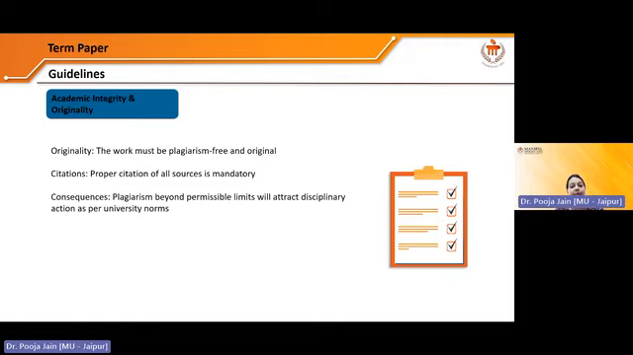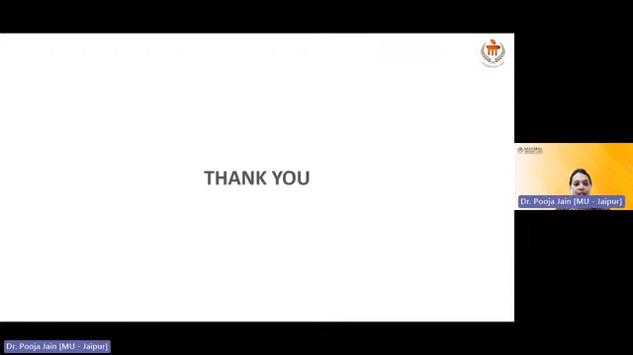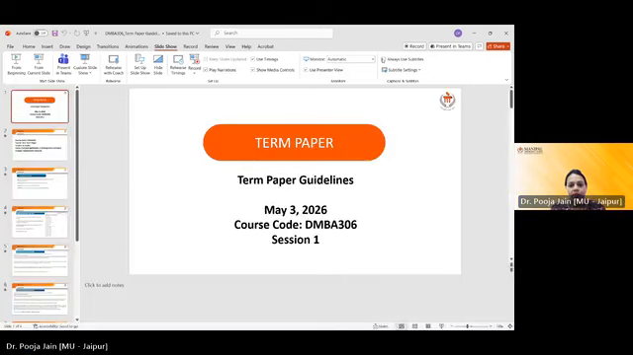Consequences: plagiarism beyond the permissible limit will attract disciplinary action as per the university norms. If more plagiarism is found in your term paper, then disciplinary action could be taken against the particular learner, because it is as per the university norms. I hope I have been clear on all these things. If you have any doubt or query, you can ask. Basically, follow the guidelines. The guidelines are very important for each and every learner, right?